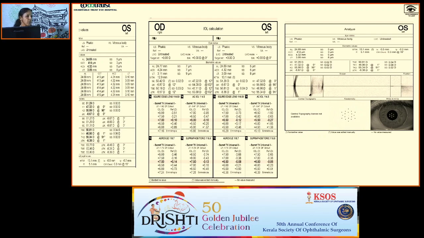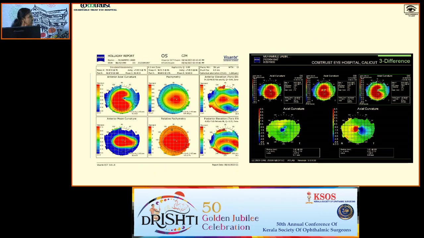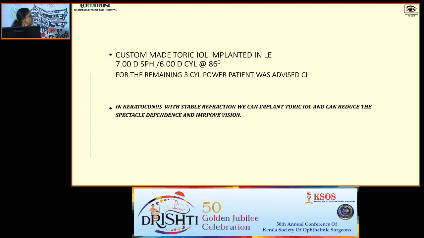You will have to go for a contact lens or glasses, whichever is acceptable. Since he had so much toricity, we went for a toric IOL implantation for this patient, and he had a stable biometry and stable topography. We made a custom-made lens of 7 and 6 diopter cylinder at the IOL plane, and the residual was corrected with a contact lens. So in keratoconus, as I mentioned earlier, with stable refraction, we can implant a toric IOL, reduce the spectacle dependence and improve the vision.